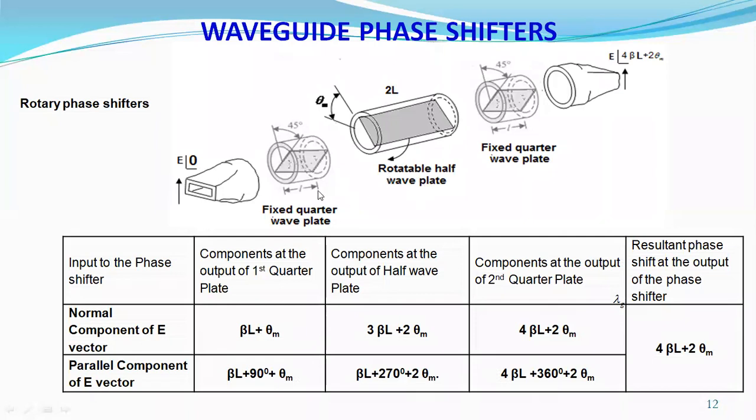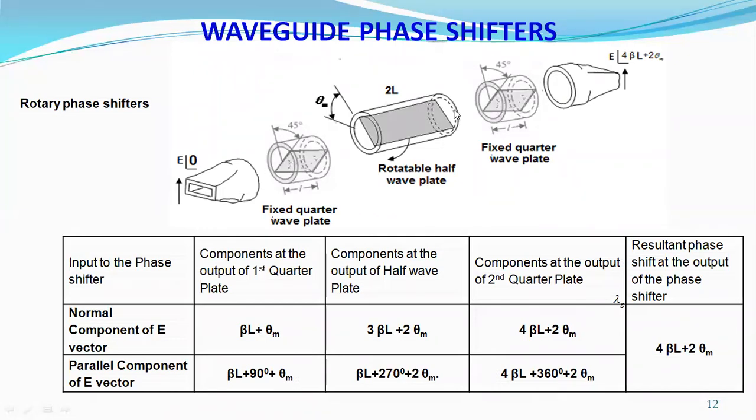Quarter wave plate means the phase shift provided by the quarter wave plate is beta L, the complete phase shift is beta L, that is 90 degrees. This quarter is 90 degrees, this also 90 degrees, so this is 180 degrees. So in total we can provide 360 degrees. Each one has theta m.